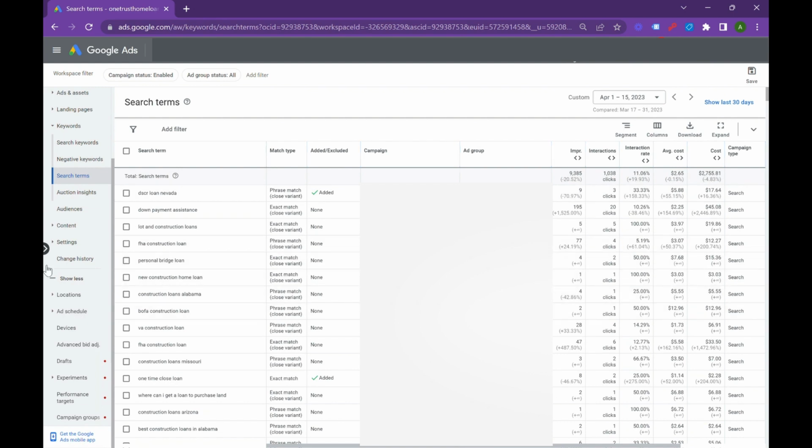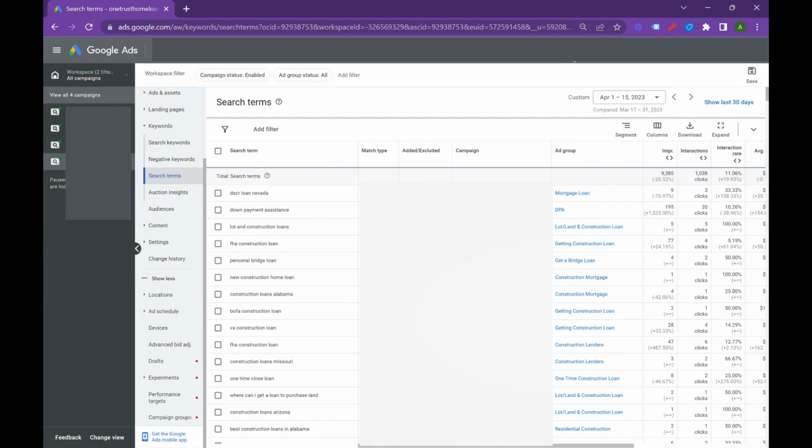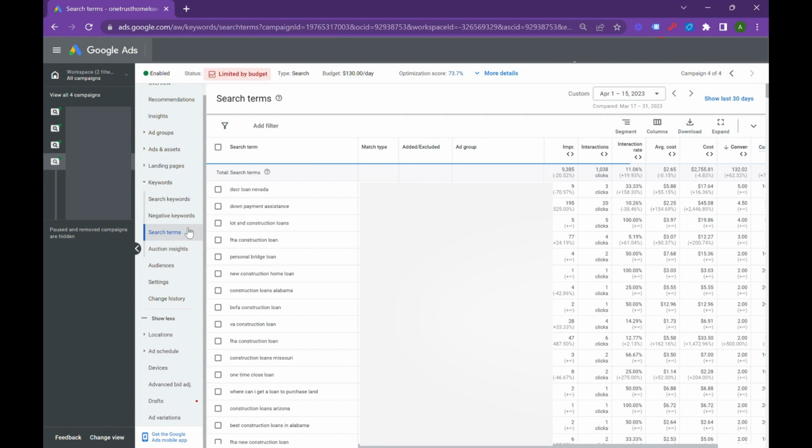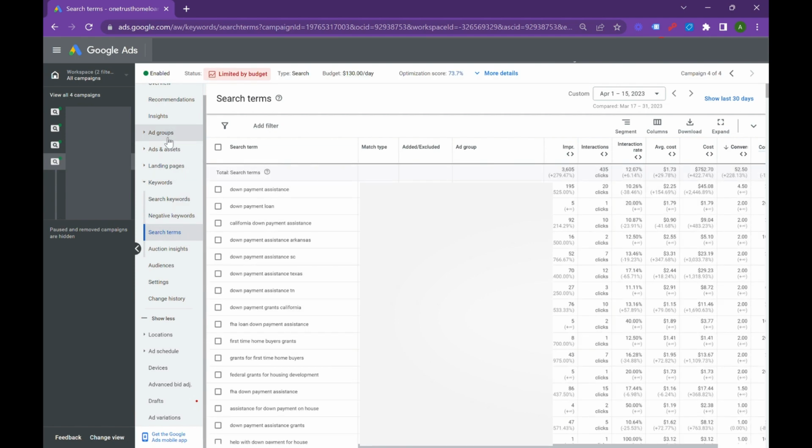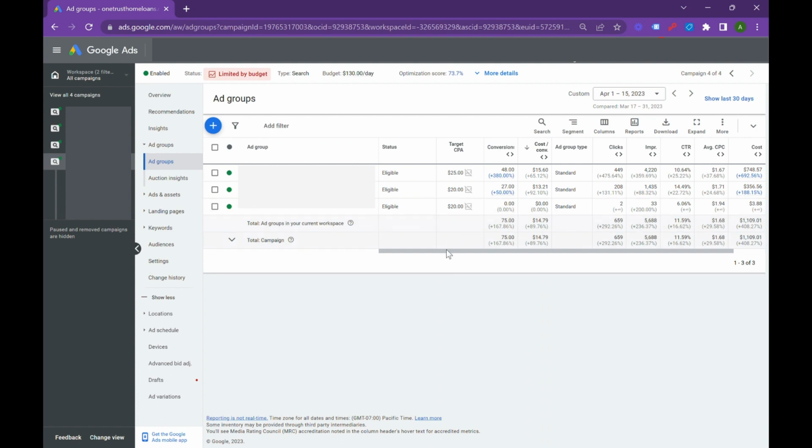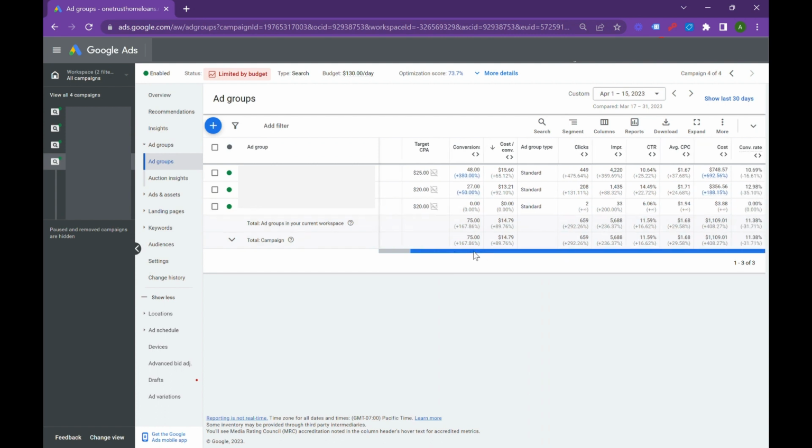The second thing we did was, this campaign was running on a TCPA bid strategy, right? So we went into our ad groups, and all these TCPAs were the same, right? So we had a $25 TCPA for ad group 1, 25 for ad group 2, and 25 for ad group 3. However, not all of the ad groups were performing the same way, right?